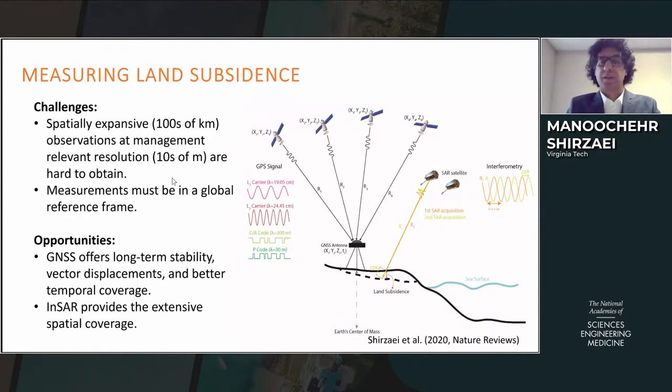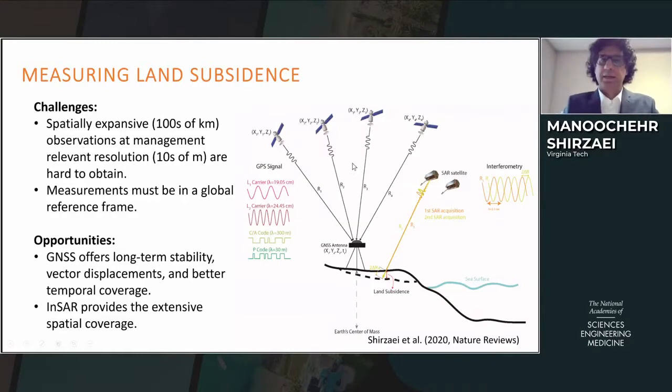And all these observations must be related to a global reference frame to be able to compare with the observation of the sea level rise. So these challenges bring us to a great opportunity, which is integration of the GNSS and interferometric synthetic aperture radar. So GNSS is discussed very carefully by Bill, and I will touch on the SAR interferometry, and I'll describe very briefly how that works and how these two data can be combined together to address these challenges.